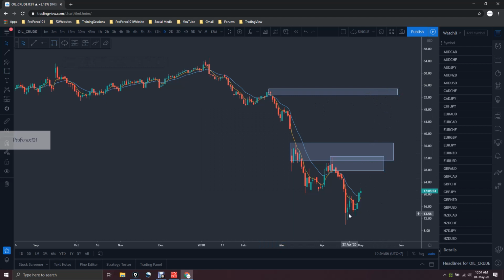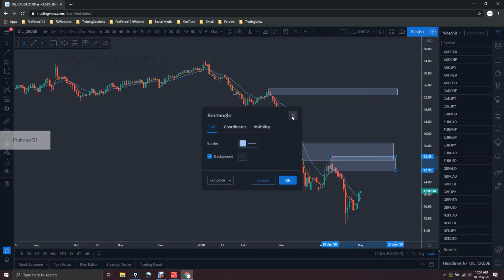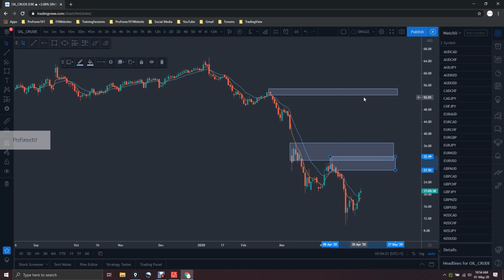As I said, it's a zone. Just because it touches this zone, you do not hit the sell button. Wait for a reaction, guys. If you're selling just by the touch of price, that's called location trading. It's very, very dangerous, guys.